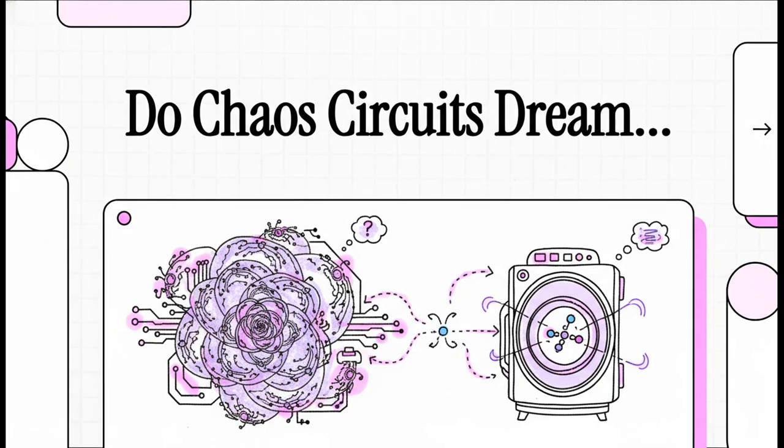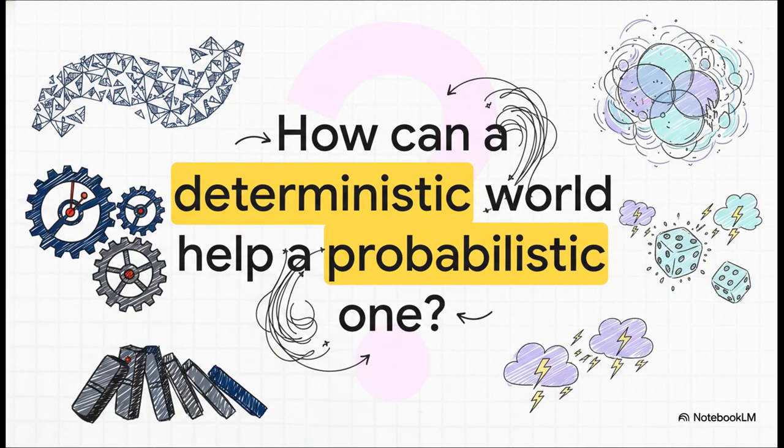All right, let's dive into a question that sounds like it's straight out of science fiction. Do chaos circuits dream of quantum computers? It's a fantastic thought, and it connects two fields of technology that, honestly, you'd never, ever expect to see in the same sentence: the wild unpredictability of chaos theory and the incredibly fragile power of quantum computing. So yeah, how could these two worlds possibly have anything to do with each other?